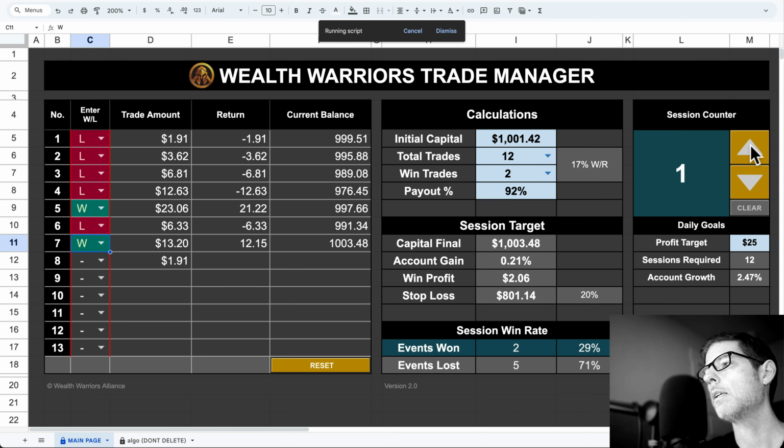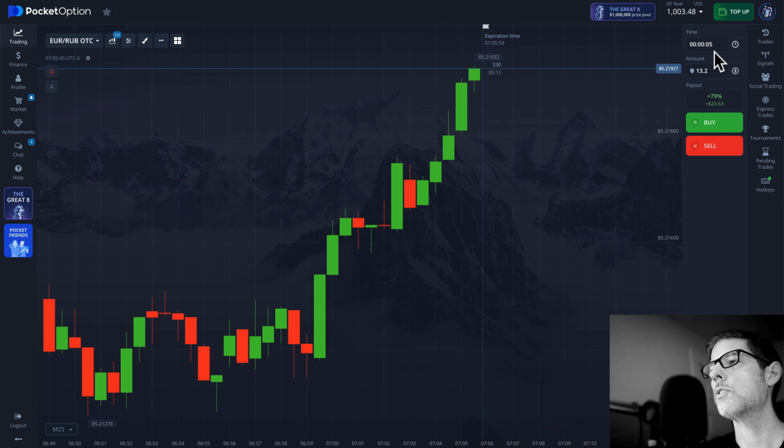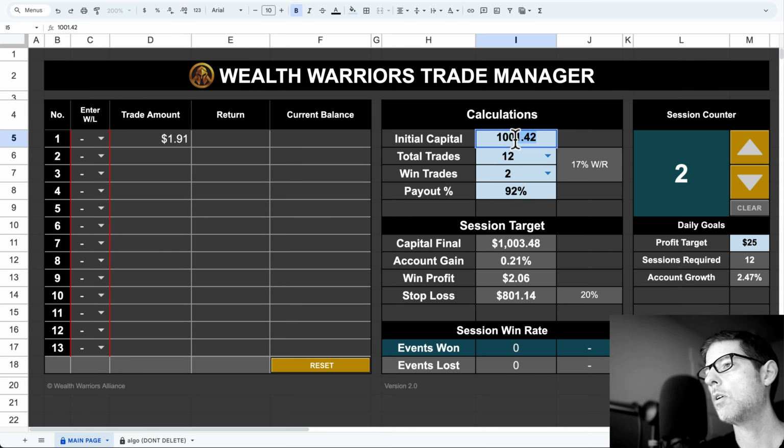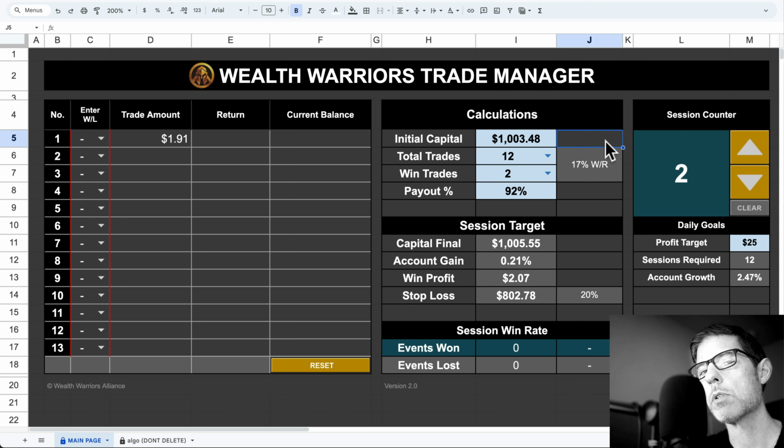Let's go ahead and click the up button on the session counter. Let's go ahead and reset. And back over here on the trade manager, 1,348. Now these might be smaller numbers for some of you, especially if you're trading with $1,000. That might be a lot, but for some of you, that might not be that much, right?